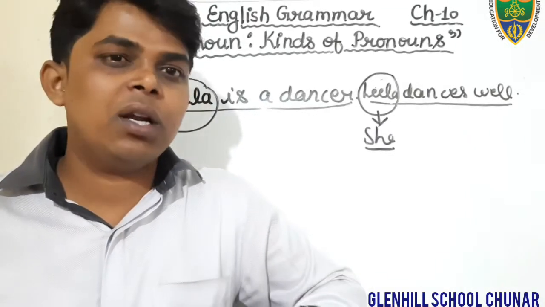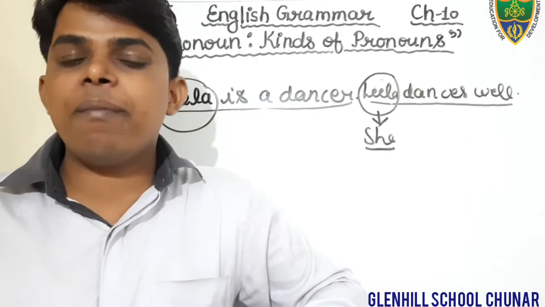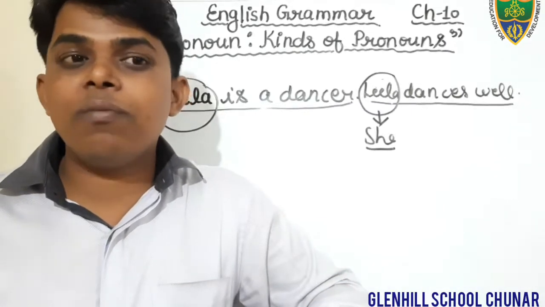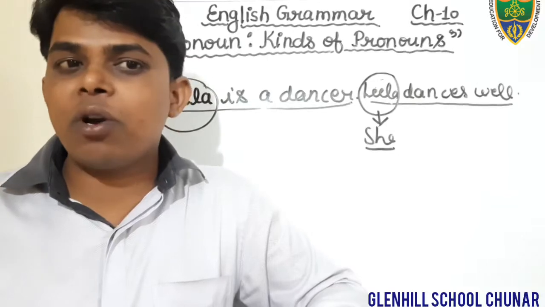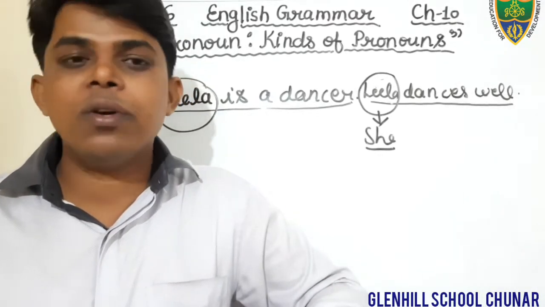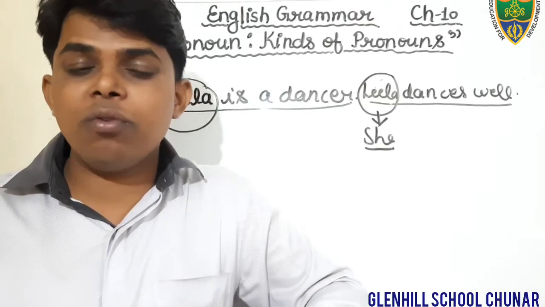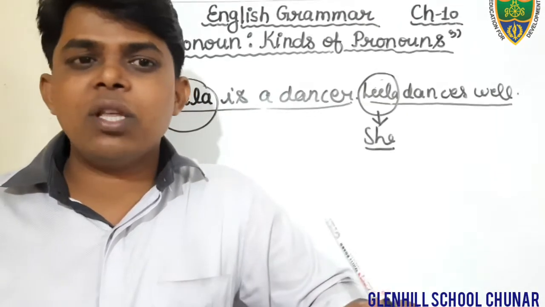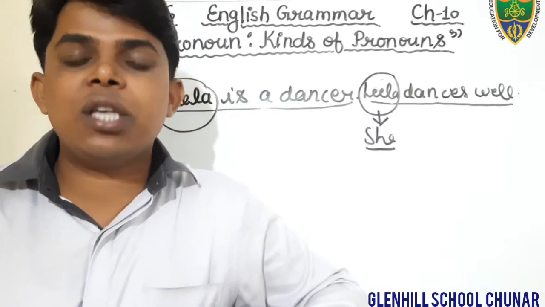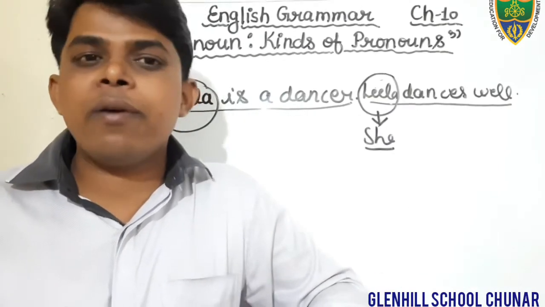That is so simple. Dear students, I have told you there are so many kinds: personal pronoun, possessive pronoun, demonstrative pronoun, interrogative pronoun, reflexive pronoun, emphasizing pronoun, reciprocal pronoun. There are so many pronouns. There are 10 kinds of pronoun, but in your book only 7-8 kinds are given that you have to read.